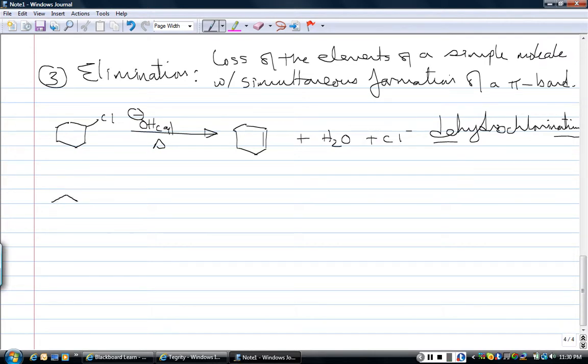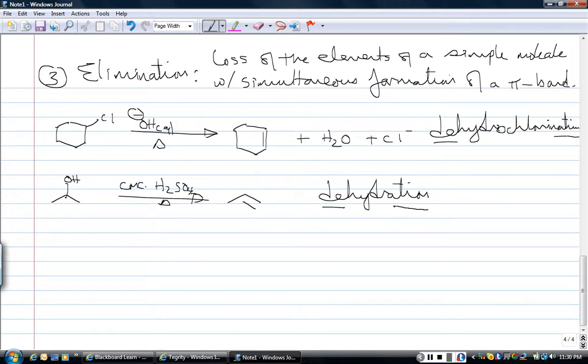Similarly, I could take this molecule and heat it with concentrated sulfuric acid, and what I'll end up with is the alkene, and I would call this a dehydration reaction, because it is the loss of water. Another dehydration reaction would be one in which we took the amide and treated it with P2O5.